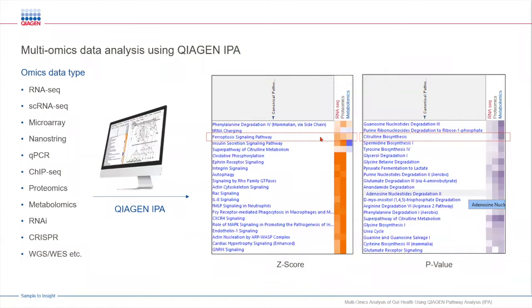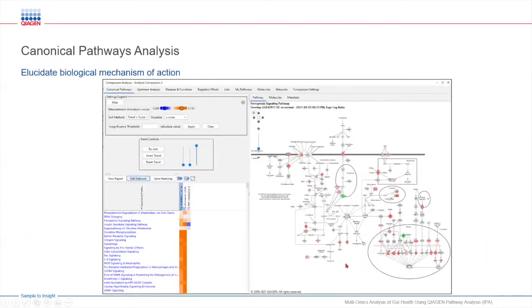Therefore, ferroptosis signaling pathway is important for all the three types of omic data that we have, which you can then further investigate in the lab. Similarly, citrulline biosynthesis is enriched in all these different types of omic data sets. So let's say after looking at this heat map, you're interested in ferroptosis signaling, and you want to open and view the pathway in IPA.